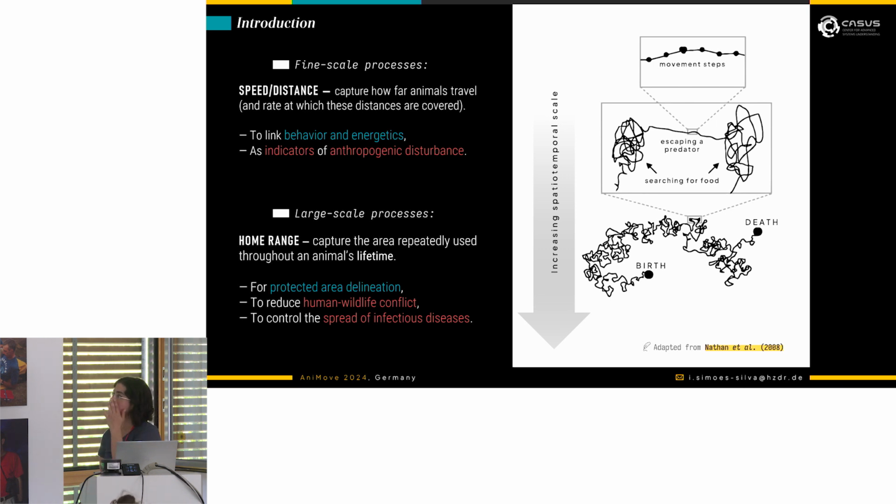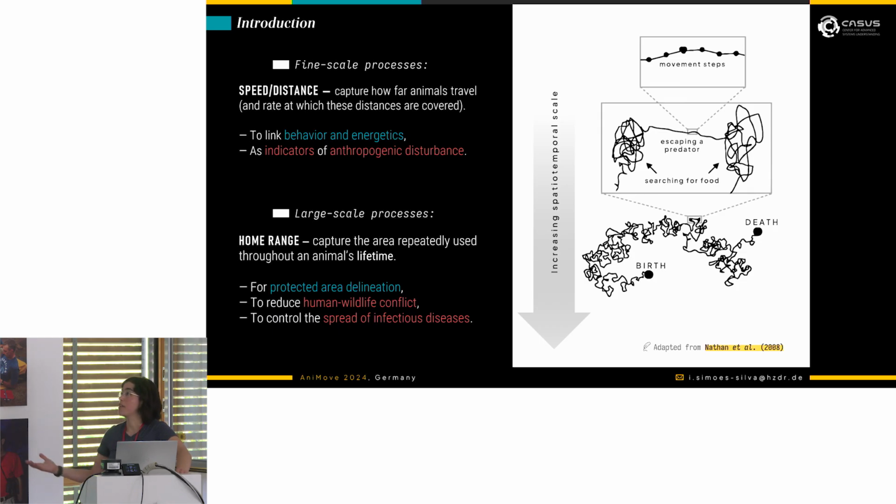Okay, but in general, you can at least get a general idea of, are you interested in fine scale processes? Are you interested in large scale processes? Or maybe both. Maybe you want to get the best of both worlds here. And typically for fine scale processes, you're looking at movement metrics, maybe potentially something like speed or distance, where you're just trying to capture how far an animal travels, maybe the rates that the distances are covered, something like that. Maybe interested in behavior, energetics, indicators of anthropogenic disturbance, anything like that.